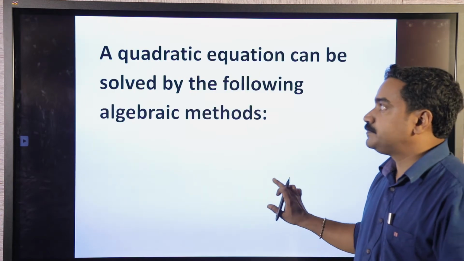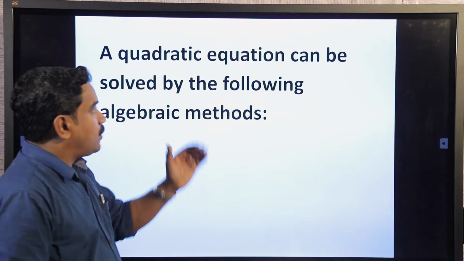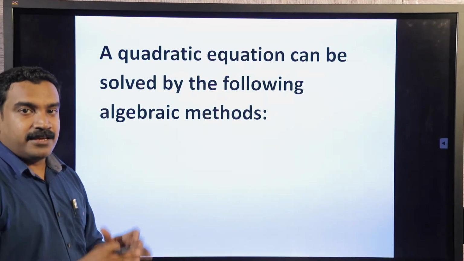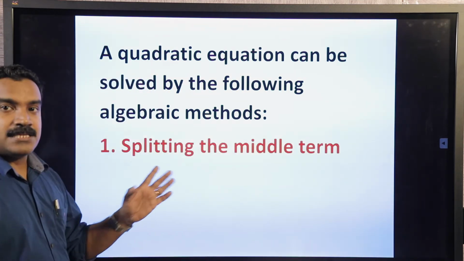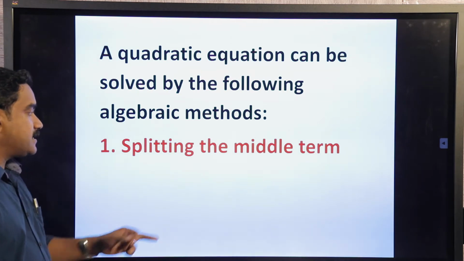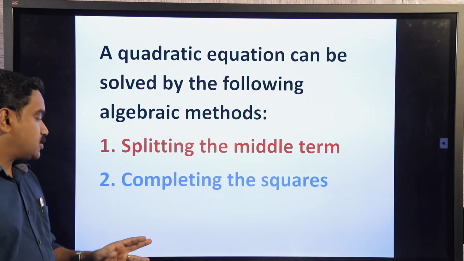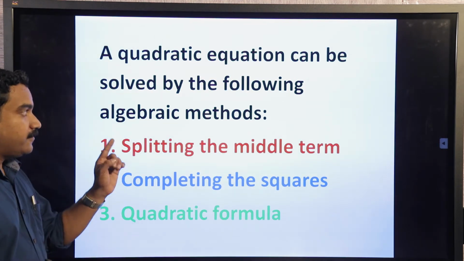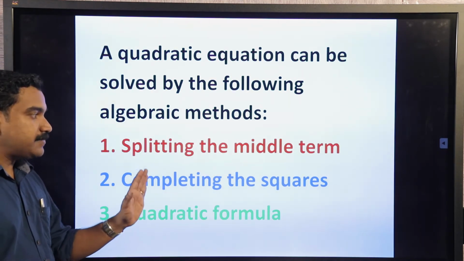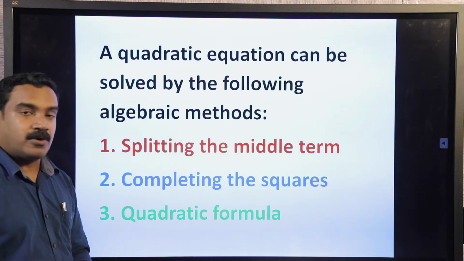Okay, look at the next one. A quadratic equation can be solved by the following algebraic methods. We can solve the quadratic equation by different methods. The first one is splitting the middle term, the second one is completing the squares, and the third one, the very important one, is the quadratic formula.